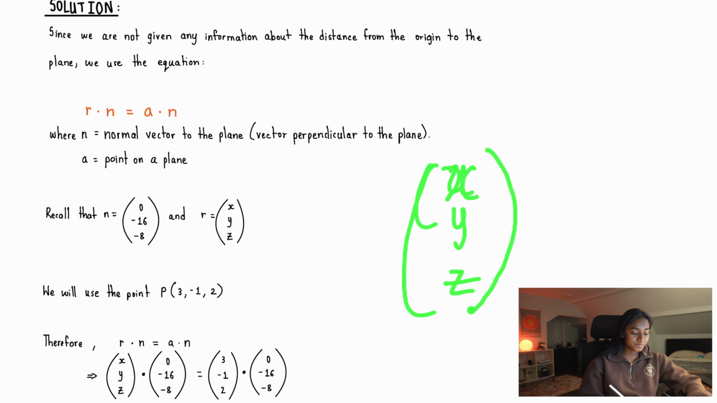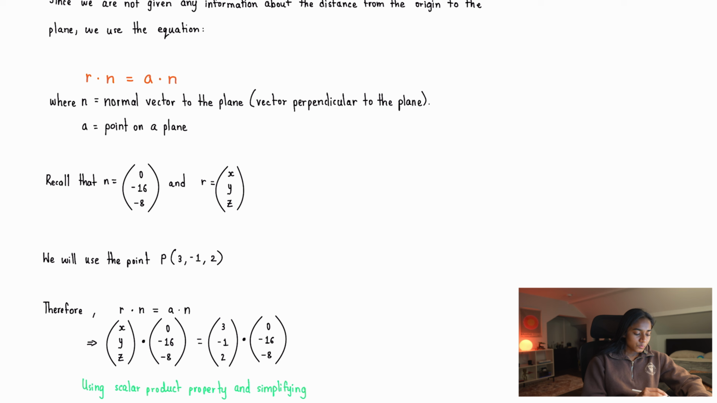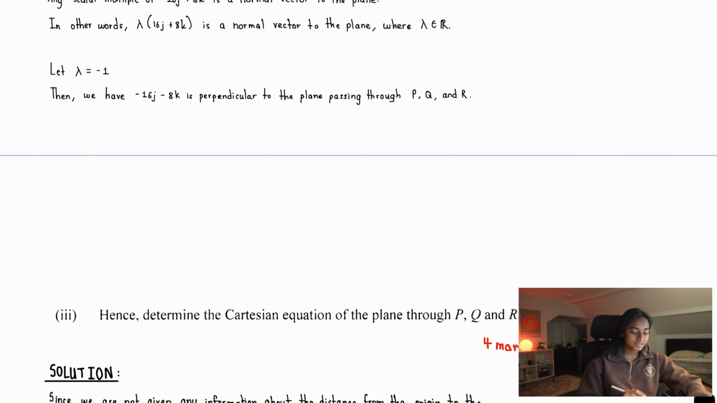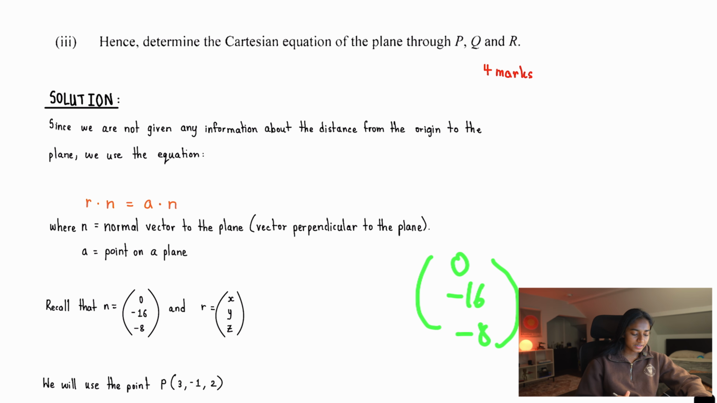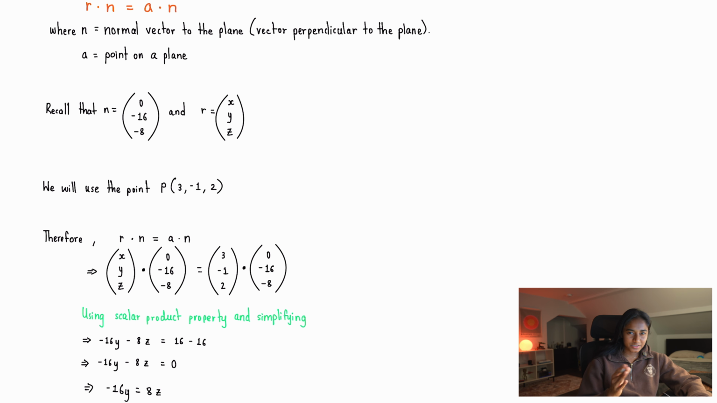Then we have n, which is the normal vector to the plane, the vector perpendicular to the plane. A would be a point on that plane. n we found to be 0, minus 16, minus 8 from our previous question. R would just be x, y, and z, and we're going to use any point. So we're going to use P from the question given above.